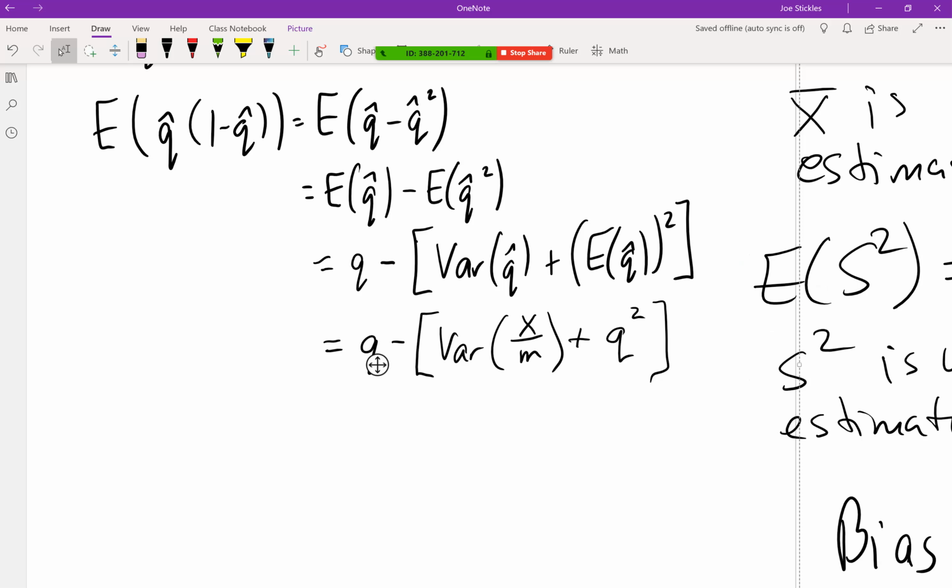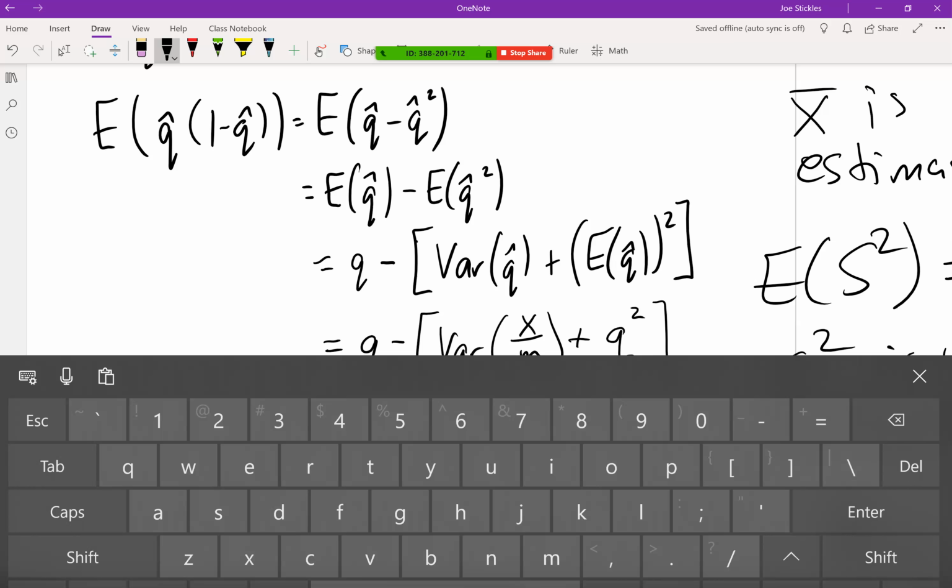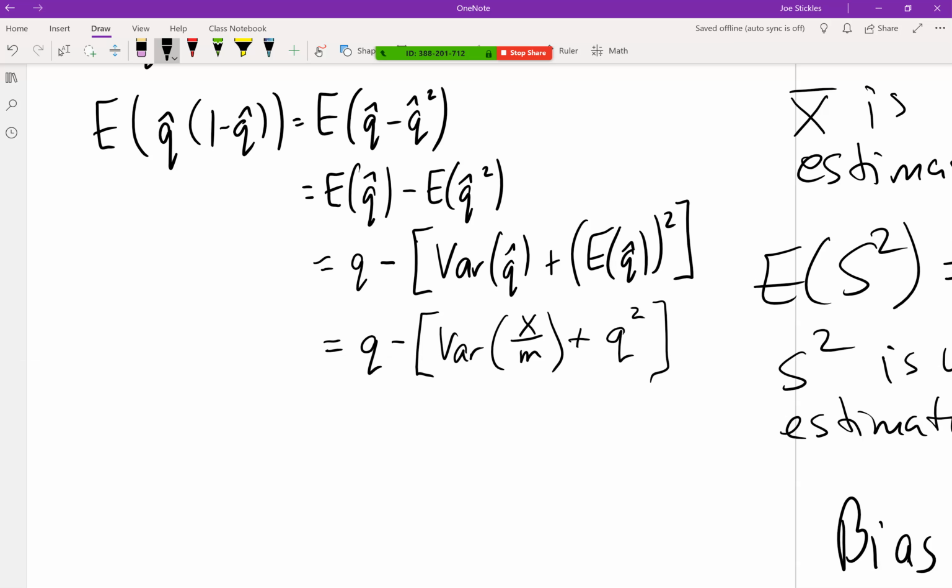We can pop this m out of the variance. But when we pop constants out of the variance, of course, we square them. So we get 1 over m squared, variance of x, and then plus q squared here.